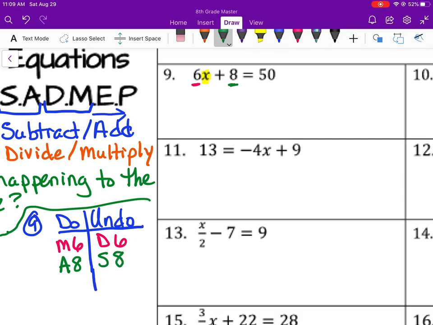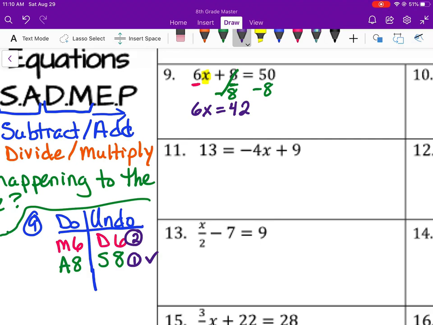Now, when we're looking to know which one of these we do first, you go back and you look at SADMEP. And SADMEP, obviously, the S is going to come first, and the D will come second. So first thing we're going to do is subtract 8 from both sides. So we have -8, -8. Any number and its opposite always gives you 0. So I have 6x equals 50 minus 8 is 42. And then since we did that guy, we're going to put a check mark.